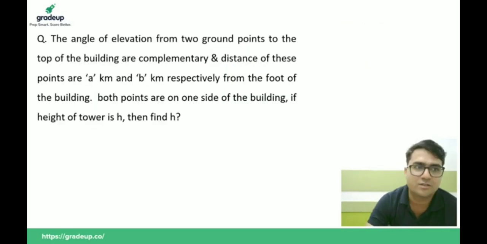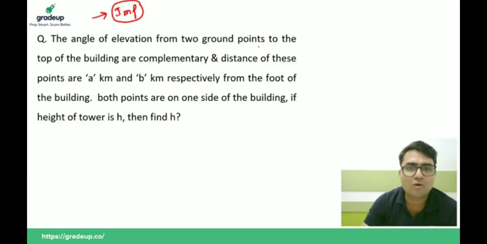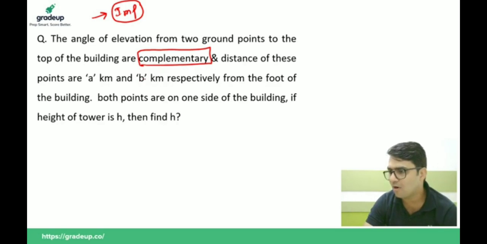Now let's do this question. Guys, this question is very, very important because it is a question as well as a concept. We have been given that the angle of elevation from two ground points to the top of the building are complementary. Complementary means those angles have their sum as 90 degrees, called a complementary pair.